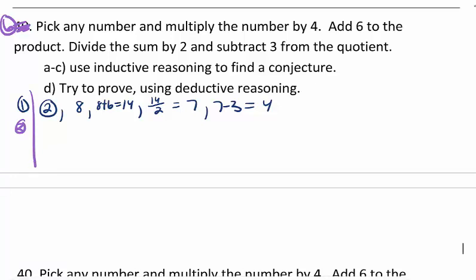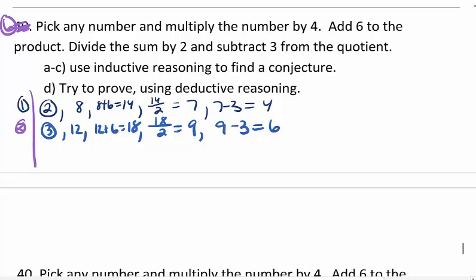Let's pick, again, any number you want. I'm going to pick 3. Multiply that by 4. That gives me 12. Add 6. That gives me 18. Divide that by 2, which gives me 9. Subtract 3, which gives me 6.